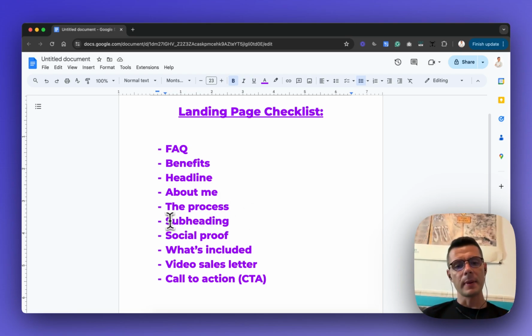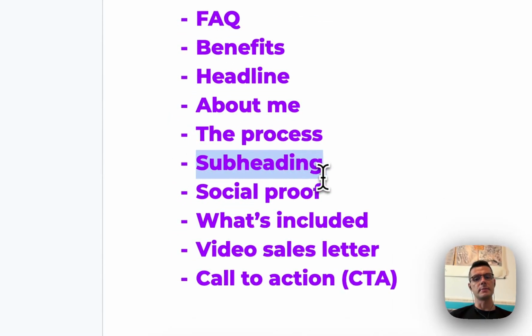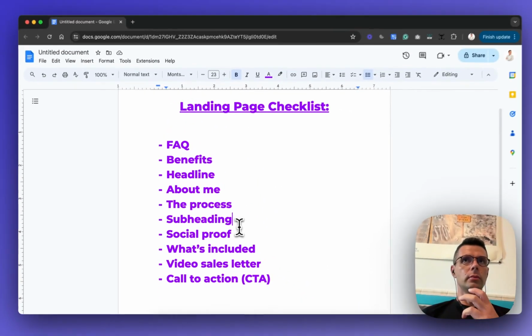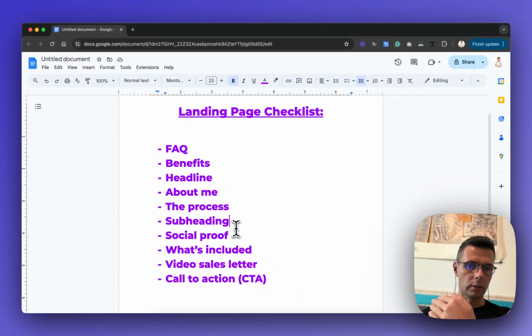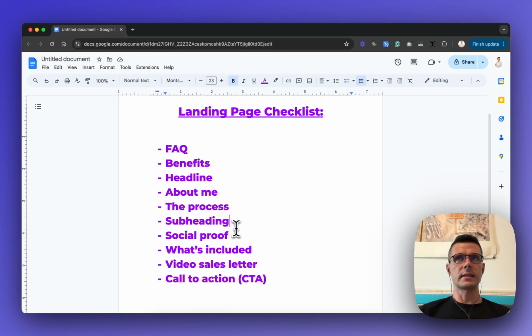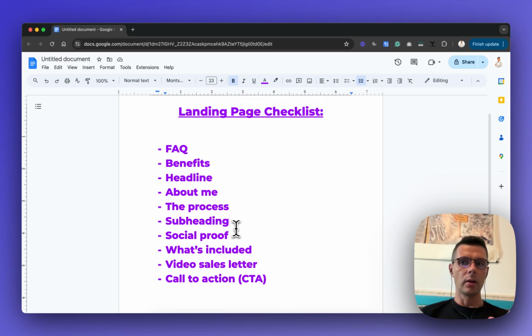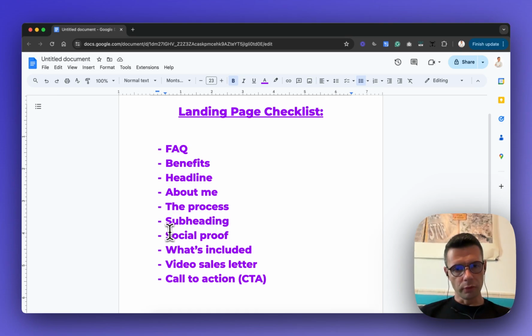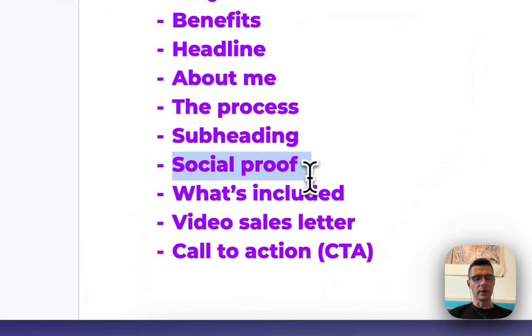Okay, the subheading is usually below the headline, and it's basically the continuity of the headline. It doesn't have to be long, but it summarizes the headline or even expands on the headline a bit more.